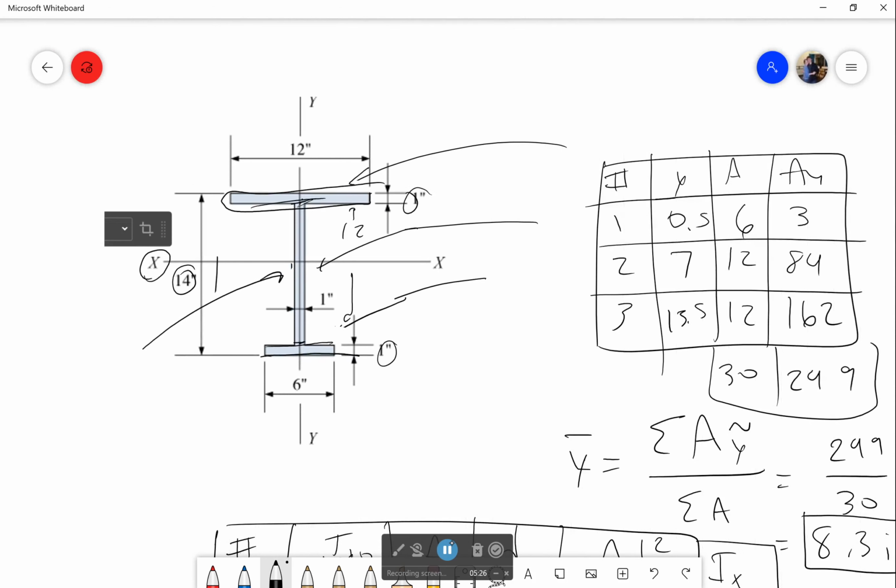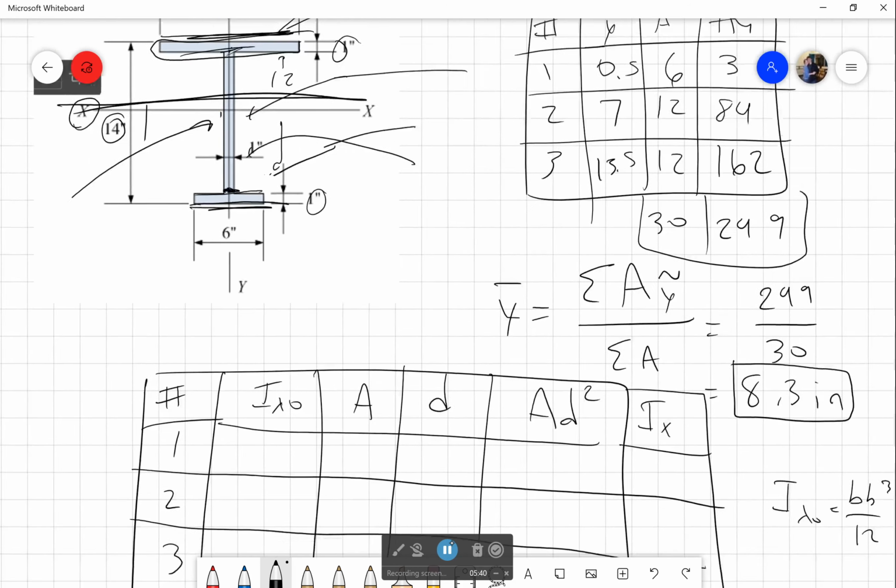And remember, because my little axis is going from right to left, the base is always the dimension that is parallel to that. So for this one, this little tiny piece right here, it's 6. So for the middle one, it's actually the base is going to be 1. Don't get confused with that.